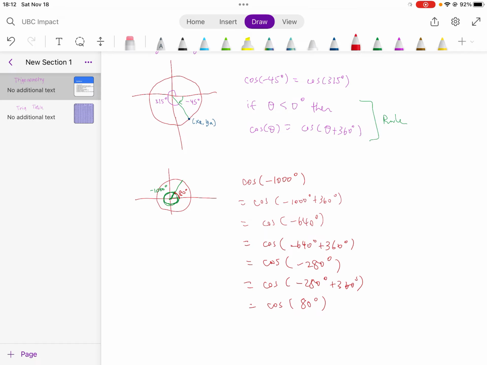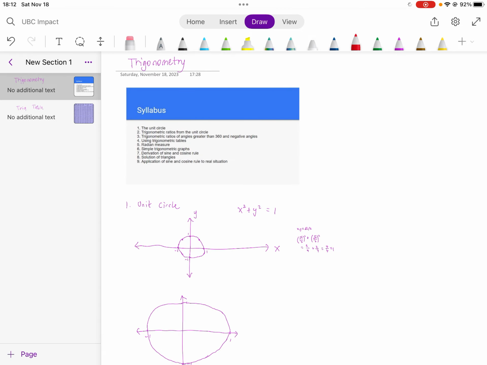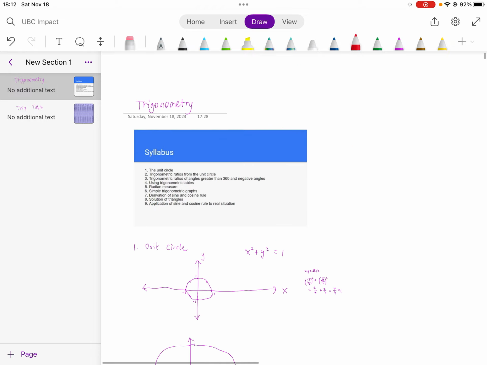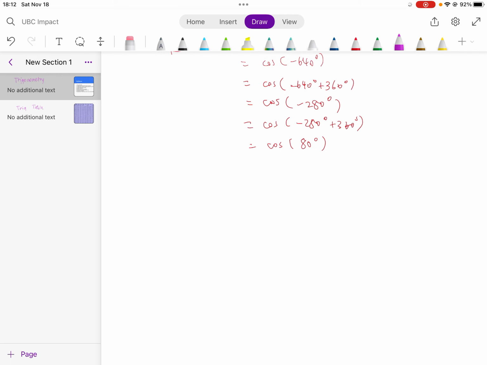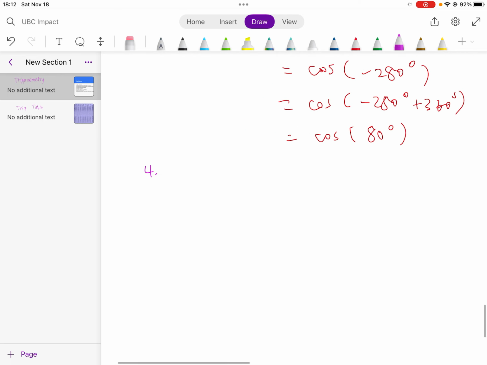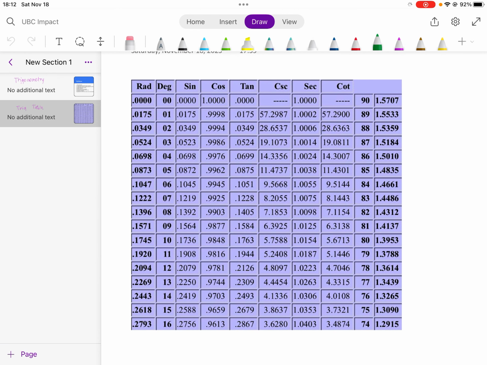Now that you understand how all of this stuff works, we're going to move on to the next topic, using trigonometric tables. Okay, this one is very good. Let's say 4, using trig tables. What is a trig table? A trig table looks like this. What does this mean? This means that you can use a table like this to find the actual value of those functions.